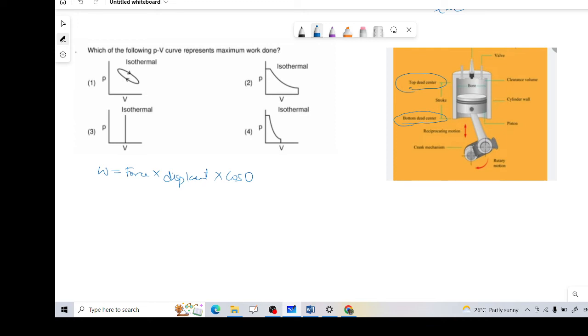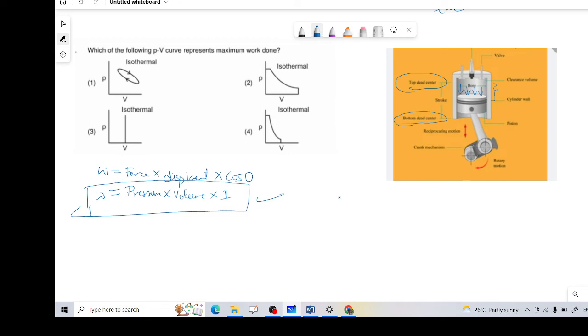Here, instead of a force inside this piston, because of the heat, an enormous amount of heat is produced. Because of that, pressure is developing on the top of this piston. So instead of force, what I can write is the pressure. And the displacement: the piston is traveling from top to bottom, so there is a change in volume occurring. So instead of displacement, I can write volume. Cos 0 value is 1. So work is equal to pressure into volume. So this is our formula.